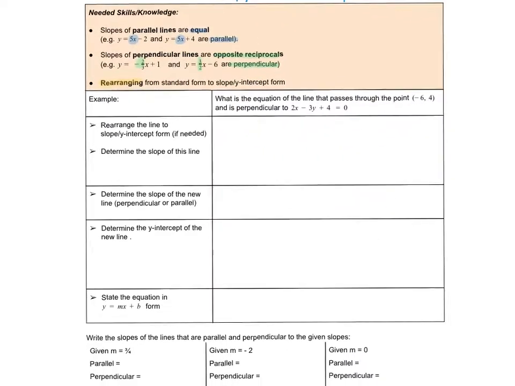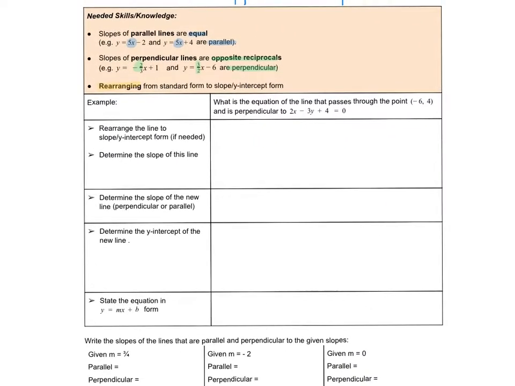Now let's look at an example. And pretty much all of the examples that you will see in today's practice work are similar to this. So if at any time you get confused, I recommend rewatching the video. Okay, so we have to write the equation of a line that passes through the point negative 6, 4 and is perpendicular to 2x minus 3y plus 4 equals 0.